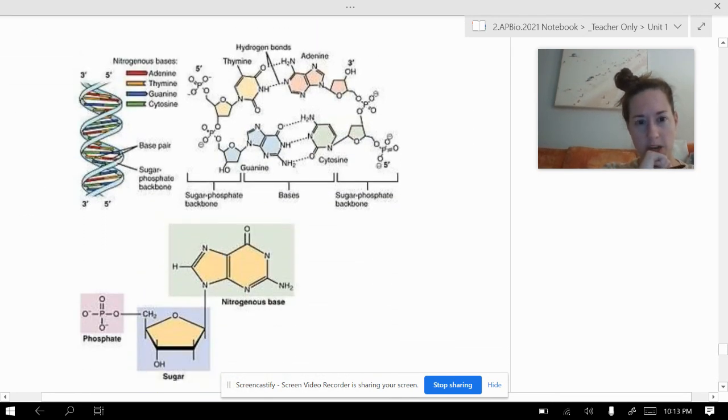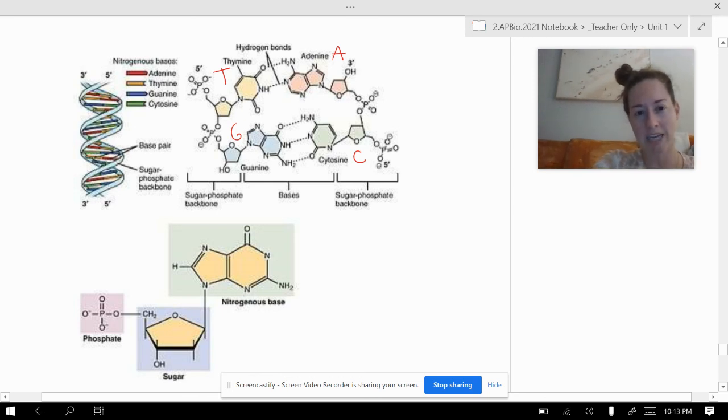So here's a picture of just our nucleotides and how they come together. They come together using hydrogen bonds, which you can see in this top picture. And just remember that T always goes with A and G always goes with C. So I usually tell my freshmen to remember that by at Cardinal Gibbons, ATCG is how they go together.